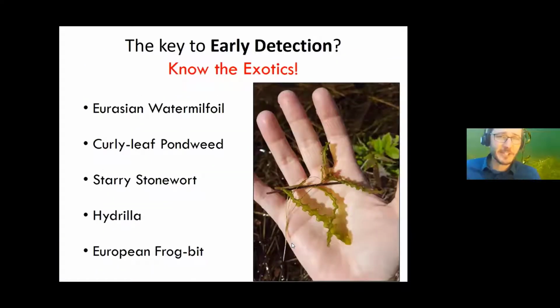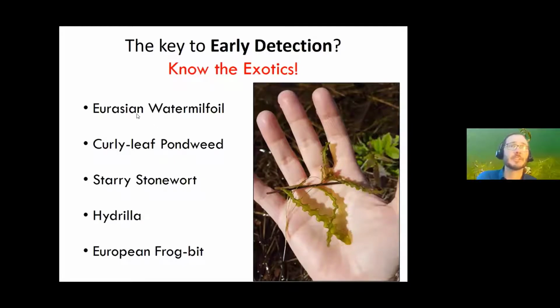So what's the key to early detection? That is plant identification. For the plant watch, we're not requiring you to have all the knowledge of aquatic invasive plant or aquatic plant ID. There's actually quite a few native species in our lakes here in Michigan, but we do ask for the identification of these key invasive species. So that's Eurasian water milfoil, curly-leaf pondweed, starry stonewort, hydrilla, and European frogbit.